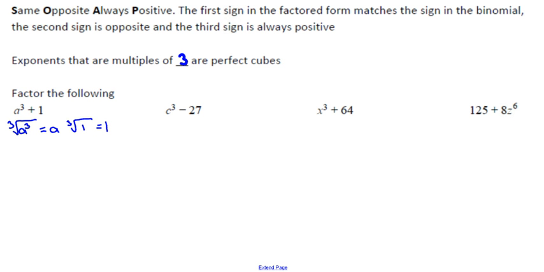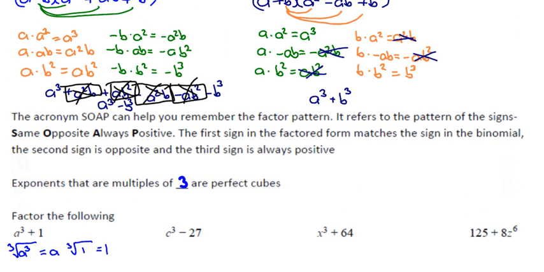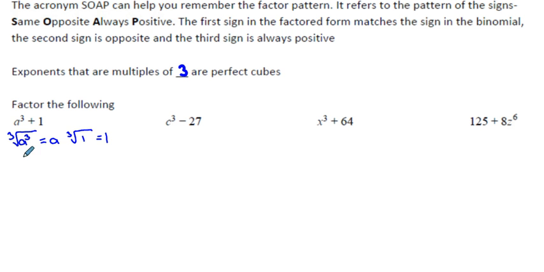So looking at our pattern, you'll be able to see the pattern on your paper. A is a, and B is 1. So when we fill in our pattern, it's the sum of two perfect cubes. Our first sign is going to be the same, so we're going to have a plus 1. Then we're going to have a squared, and our next sign is going to be opposite, so we're going to have minus. And then a times b, well, a times 1 is just a. And then always positive, b squared, 1 squared is 1. And there we have the factored form of it.